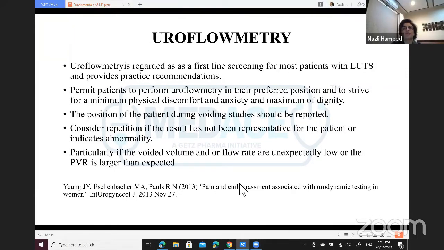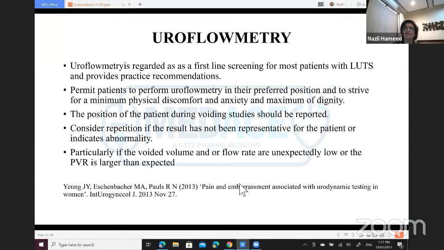So uroflowmetry is considered the first line screening test for patients who are undergoing urodynamics. We perform a free uroflowmetry before beginning, and obviously when we complete CMG at the end, the patient has another uroflowmetry. So the initial uroflowmetry is when we ask the patient to perform this uroflowmetry in their preferred position with minimum possible discomfort, in an atmosphere with minimum possible anxiety, and respecting the patient's dignity and privacy as much as possible.